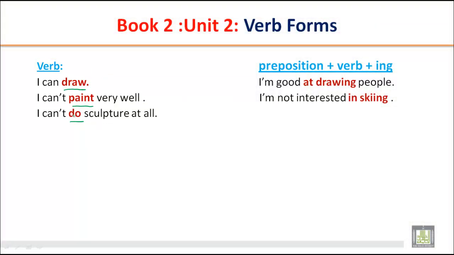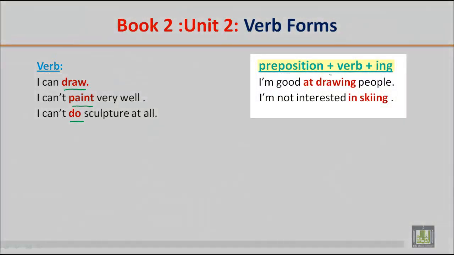In another form we can see preposition plus verb plus ing. For example, I am good at drawing people. So at is the preposition here. The verb here is draw, and we add ing with the verb, so it becomes drawing. I'm good at drawing people.